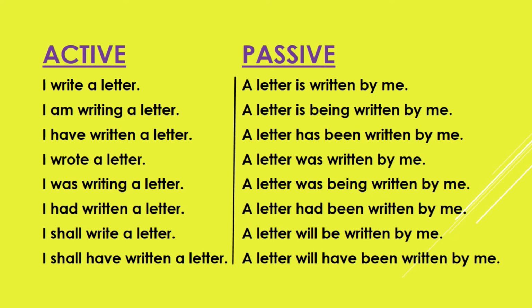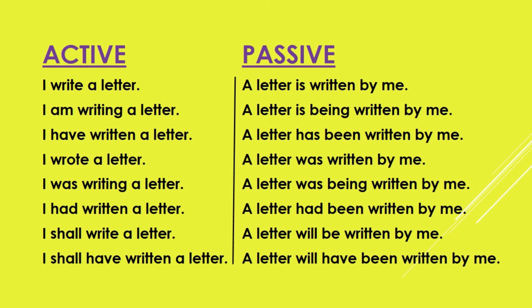I am writing a letter. This is in present continuous tense. Therefore, being will be added after the auxiliary verb. And look at the sentence in the passive voice. It has become a letter is being written by me. In present perfect tense, I have written a letter, which has become a letter has been written by me in the passive.